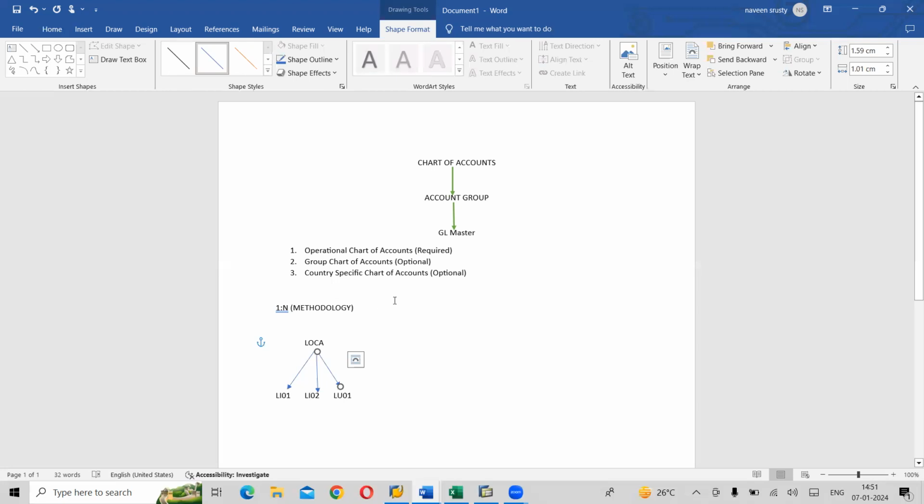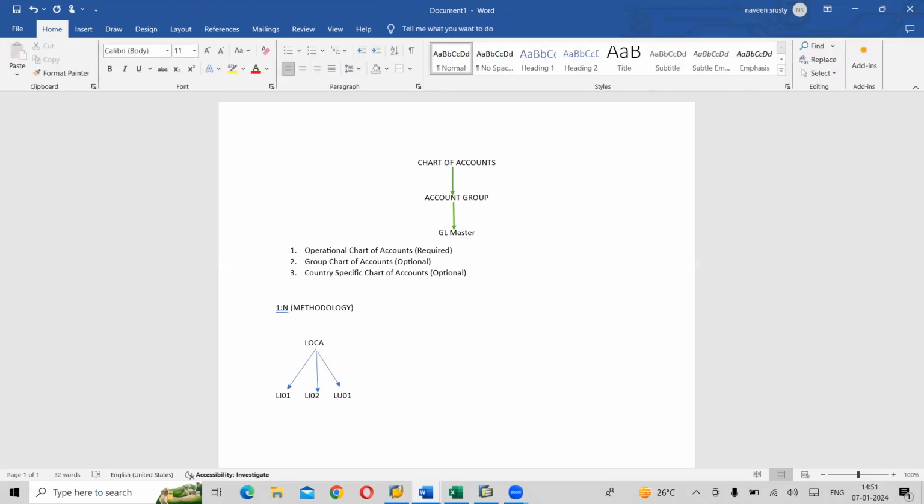The second method is the 1:1 method. One chart of accounts is for one company code only. For example, we have 3 chart of accounts: LOC1, LOC2, and LOC3. 3 chart of accounts and 3 company codes: LI01, LI02, and LU01.